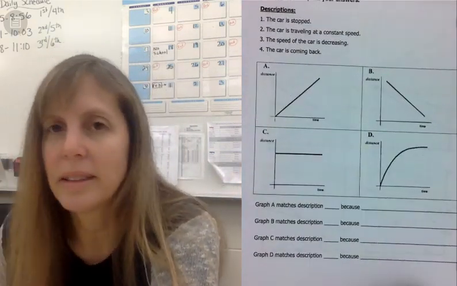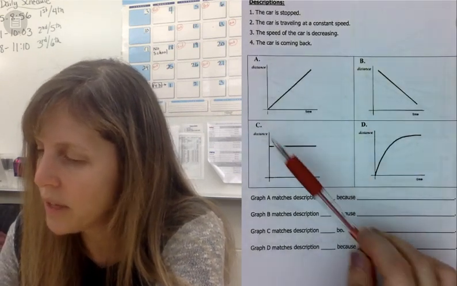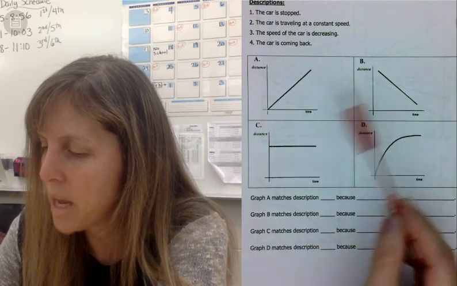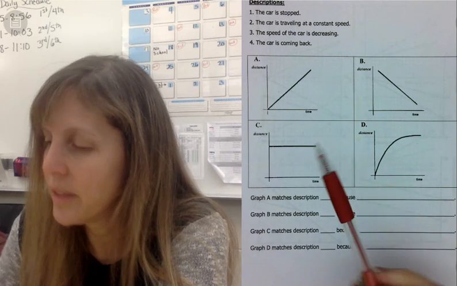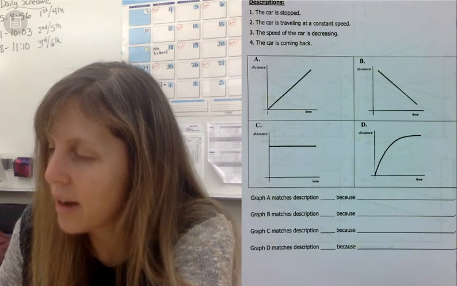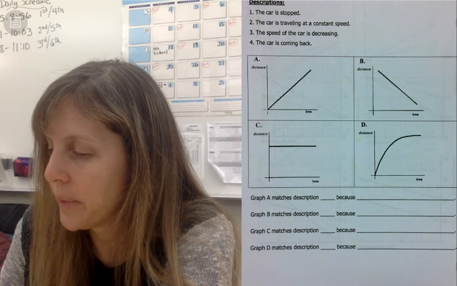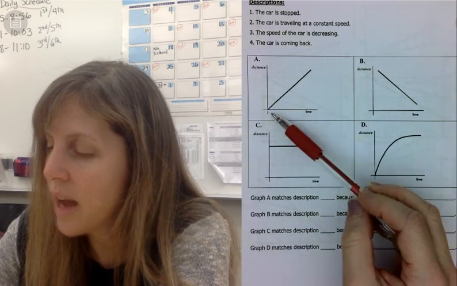All right, let's see how much we understand. So let's see if we can practice. If we look at some descriptions, which one of these indicates the car is stopped? A, B, C, or D? The answer is C. Number 2, the car is traveling at a constant speed. Which graph could this be? A, B, C, or D? If you guessed A, you're correct.